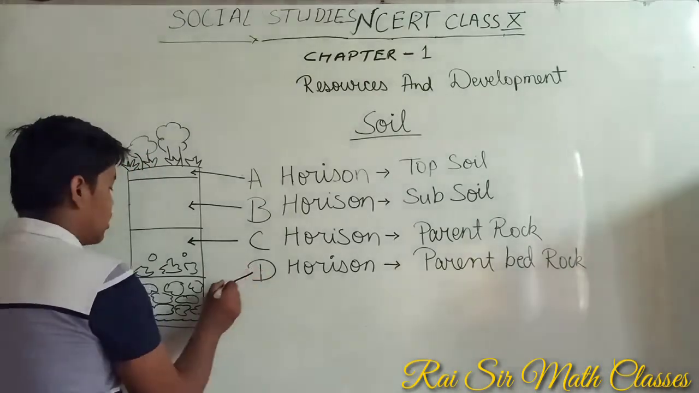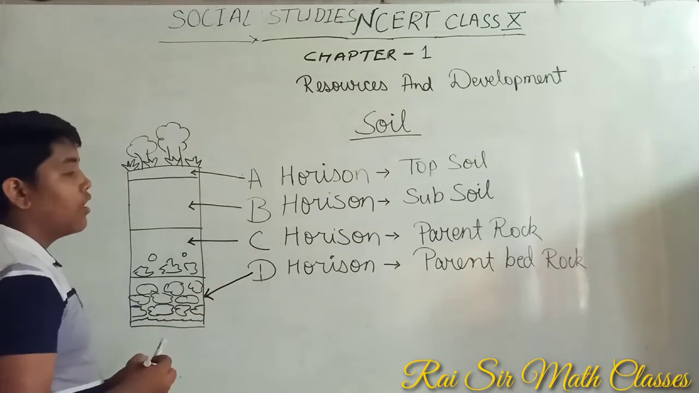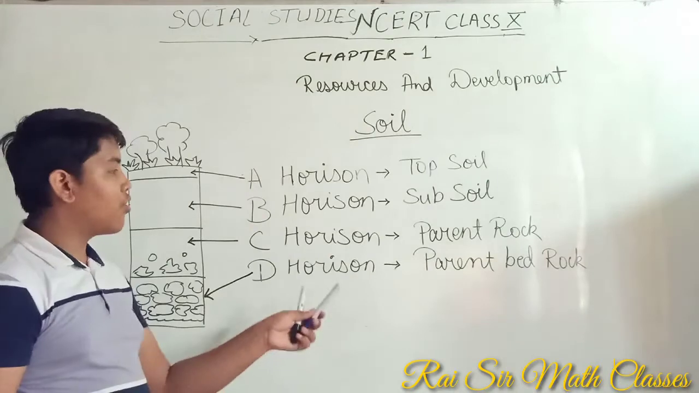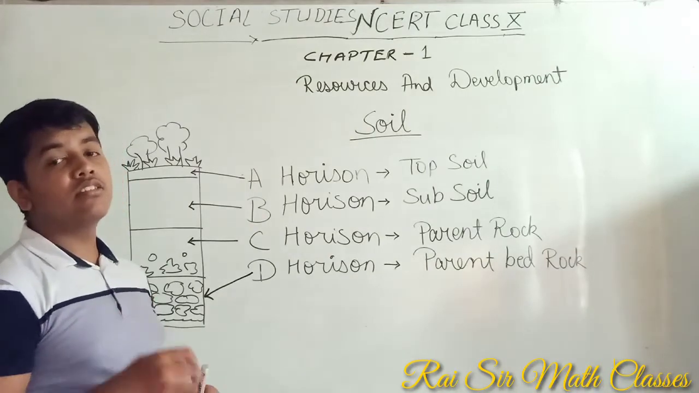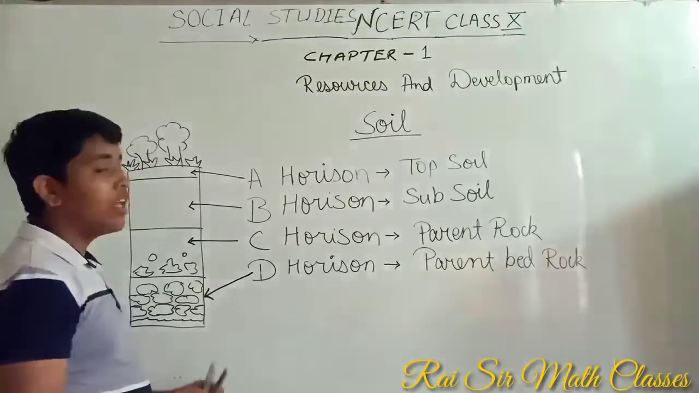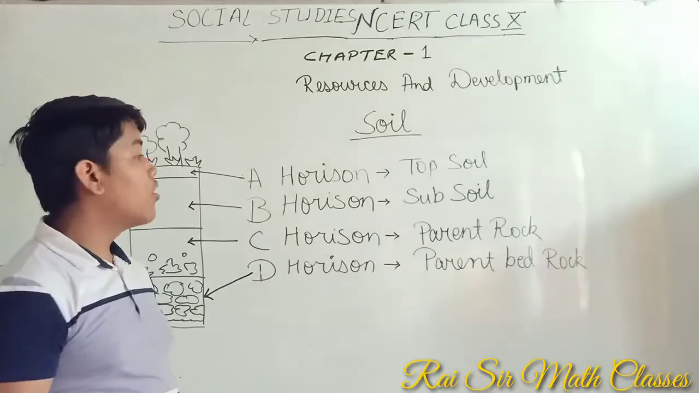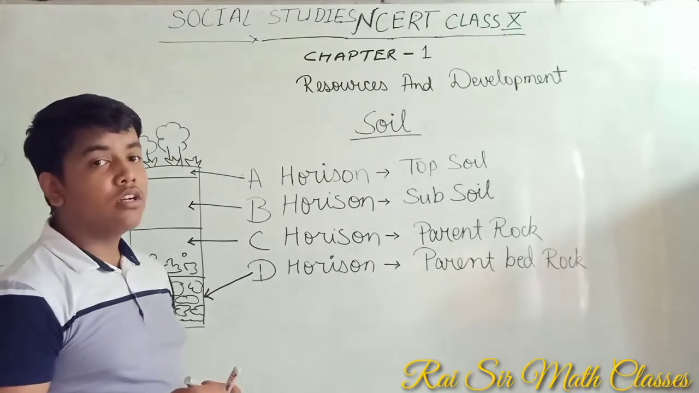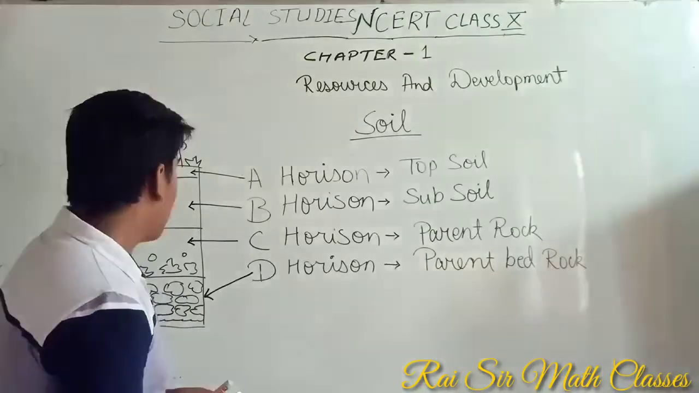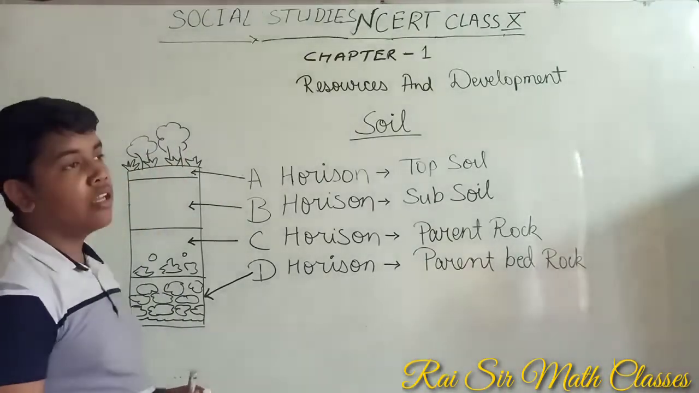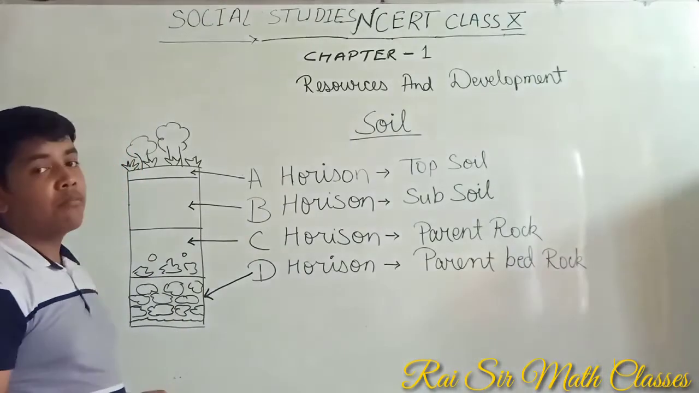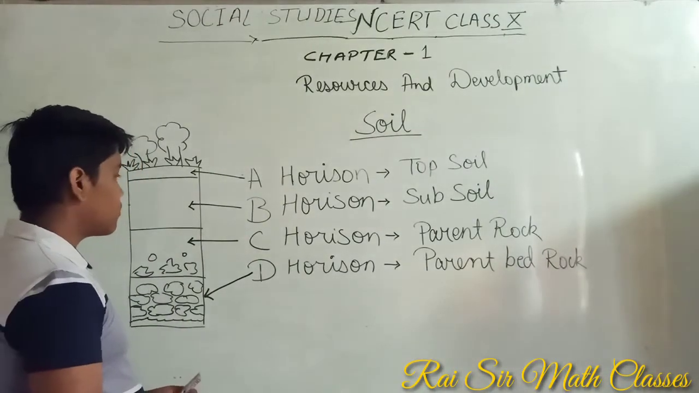Now the third category is the D horizon. The D horizon is the parent bedrock, meaning a bed of parent rocks is formed. This category contains a high amount of rocks and mainly a lot of water in between their gaps, and below this we have most of the water with some part of soil.